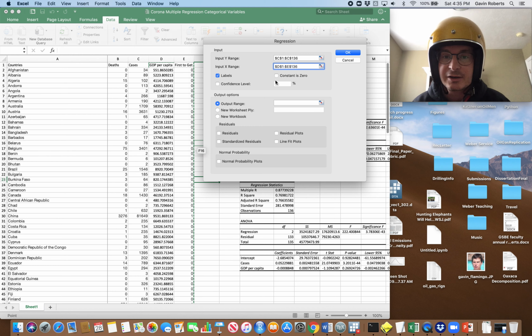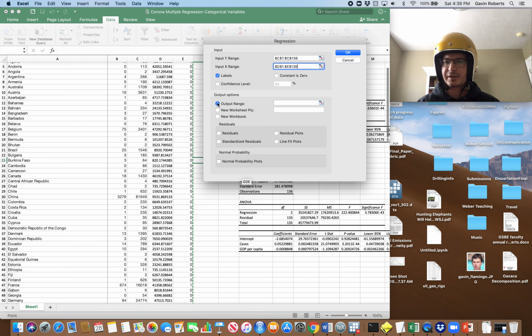So notice right here, I go from D to E because I'm highlighting that rectangle like we did in the last multiple regression video. I included labels, which is always a good choice. Now we'll do output range. So you'll have to click that because I think I clicked that already, but yours probably loaded to new worksheet.